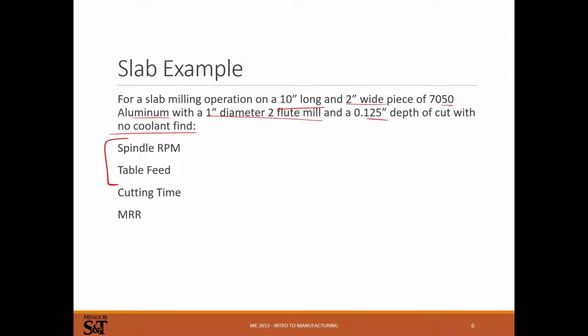Material removal rate is good for estimating spindle horsepower, so that's good to know in either case. But again, this all depends on how fast you're going to be feeding it. And if you're feeding it by hand, it might not be anywhere near what the calculated rate is going to be.